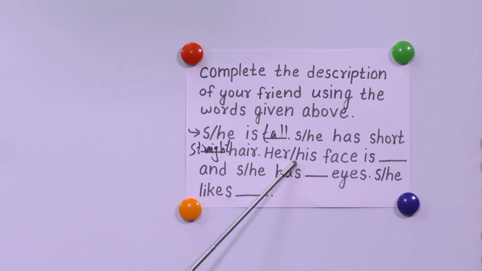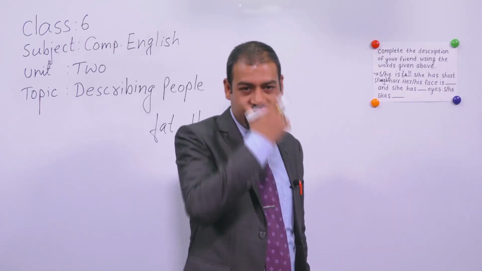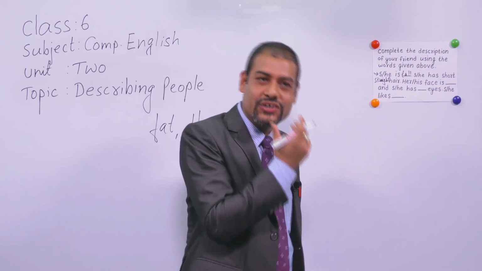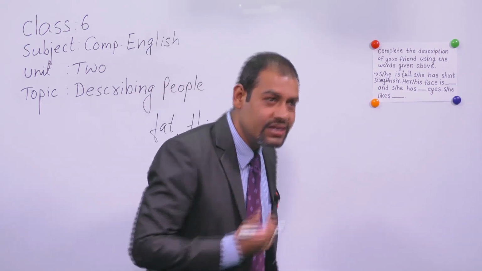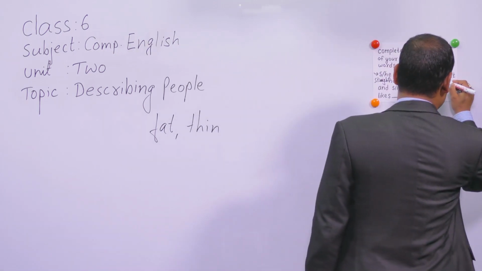Next, her or his. If your friend is a boy, you can use his. If your friend is a girl, you can write her. Her or his face is. What type of face? Round or long, or you can say oval. Or wide. What type of face, dear students? Okay, it's good. You can write oval.